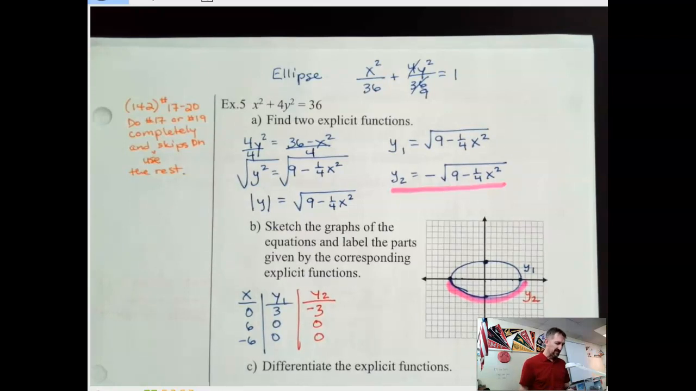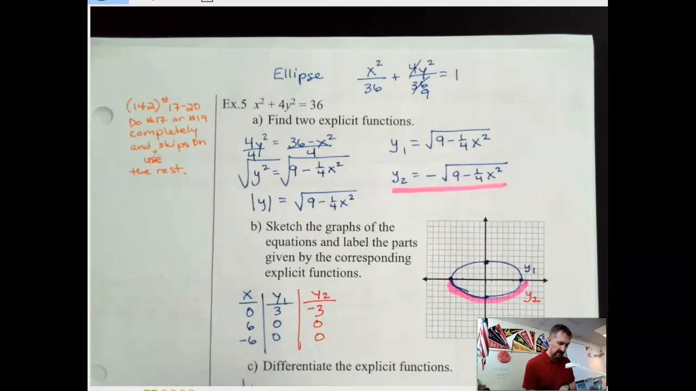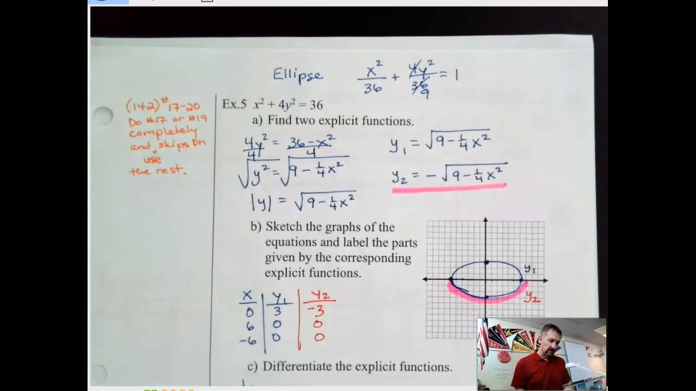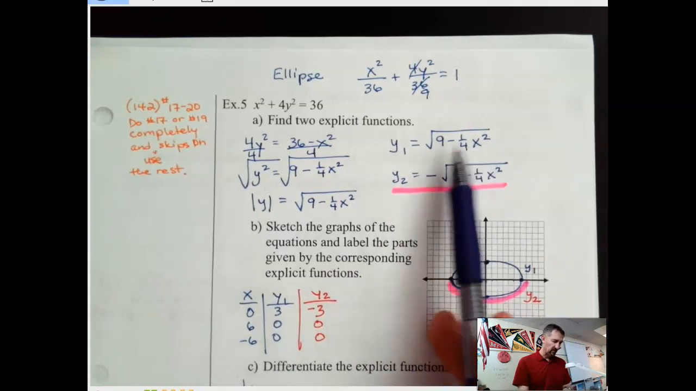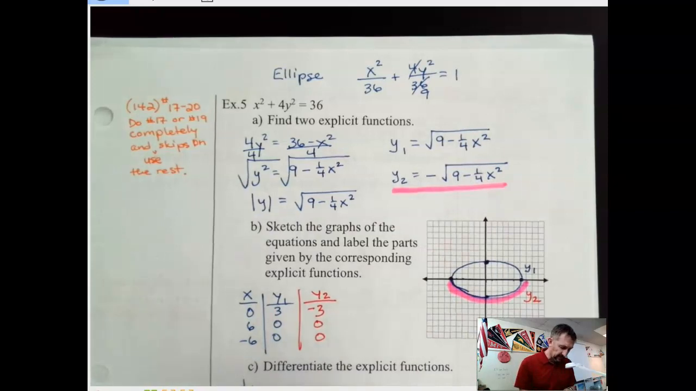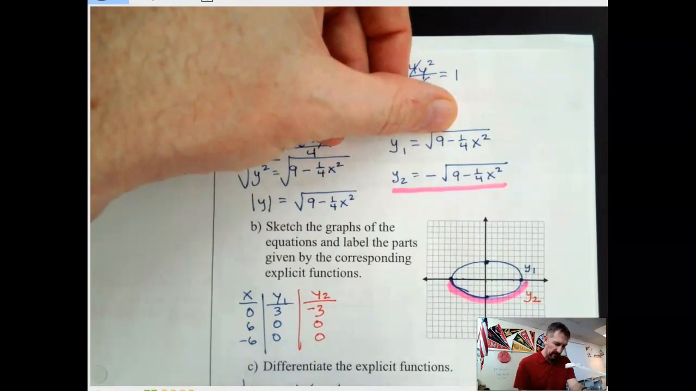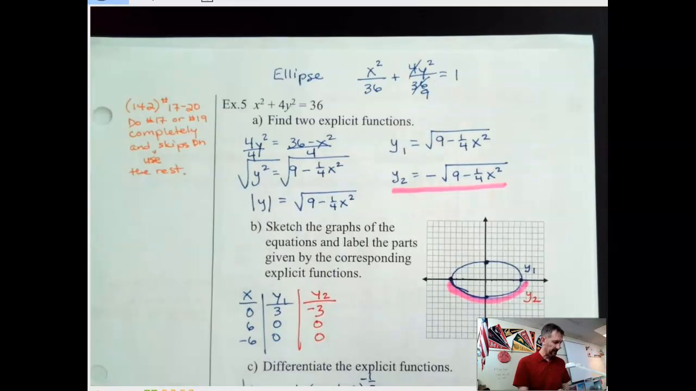All right. Now it says take the derivative of the explicit function. So what I want to do is take dy/dx. I put y1 because I'm just doing this equation y1. What we want to think about there is that it's to the 1/2 power. So if we take the derivative of that, that's going to be 1/2, and then we're going to have 9 minus 1/4 x squared to the negative 1/2. Then we're going to multiply by the derivative of the inside, so that's going to be negative 1/2 x.